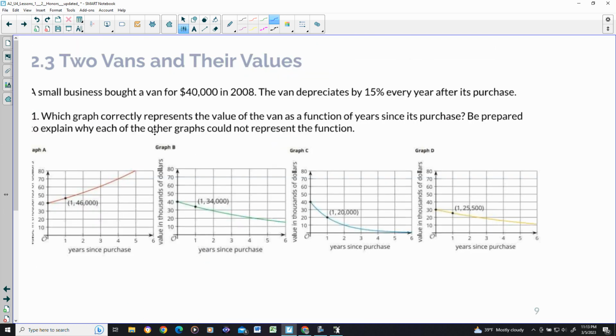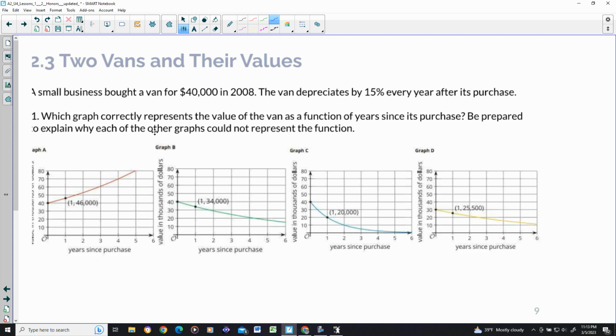Okay. A few more things we can do. A small business bought a van for $40,000 in 2008. The van depreciates by 15% every year after its purchase. So classic car problem. Yeah, this happens. Cars lose their value, especially business vans and business vehicles, because they get used a lot. So which graph is going to correspond to the value of this van? Okay, so 0, we've got 2008, and then on the x-axis, we're going to have years since purchase. So which of these graphs makes sense?